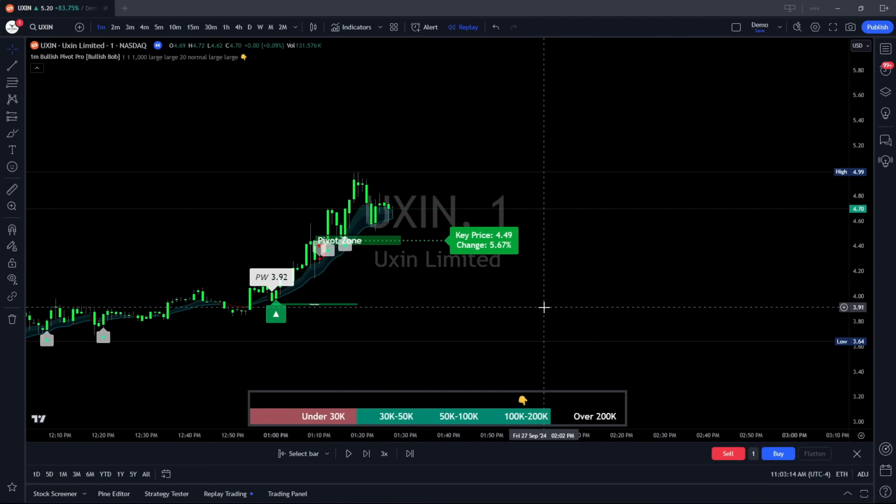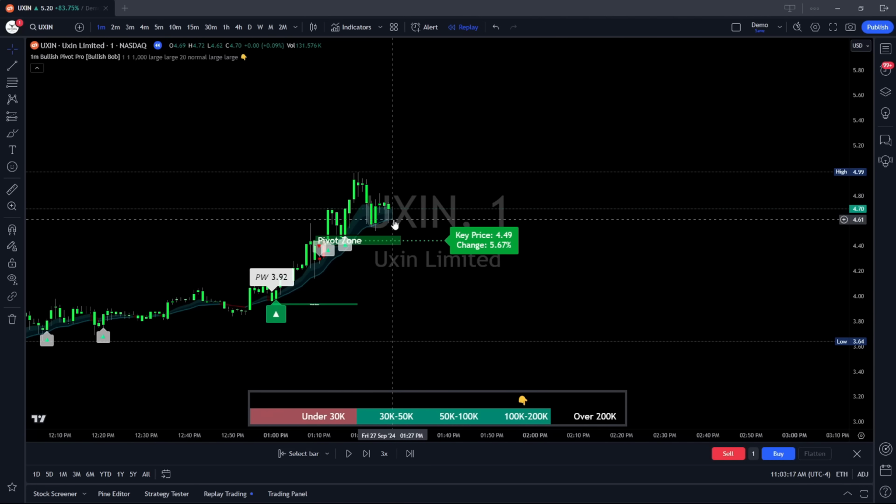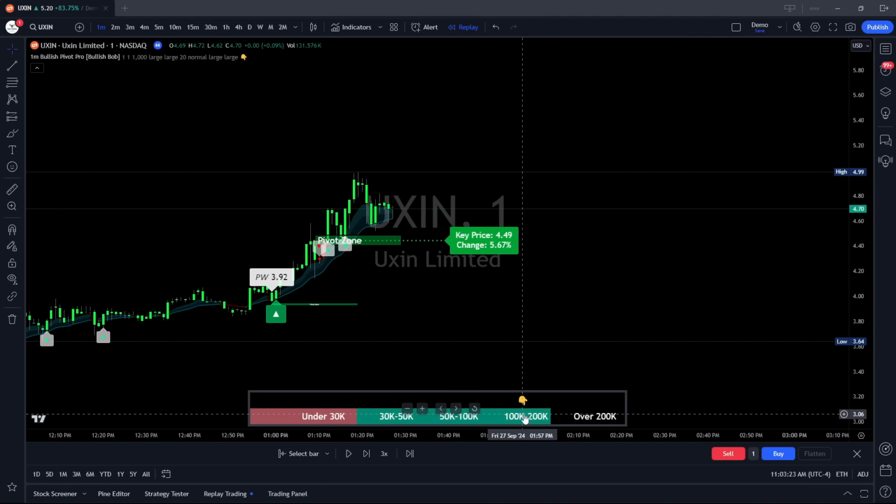So you can see down here already on this candle, which is 131,000. I can see that up here. 131,000 shares on this candle is showing 100 to 200,000 shares down here. So you don't need to look up here. You now have this bar or this meter that's going to let us know.